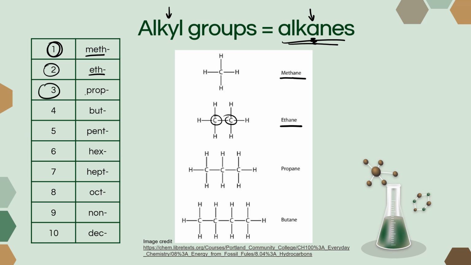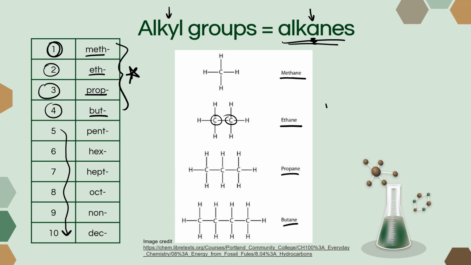3 carbons is propane, 4 is butane. And then the rest of these are more similar to the prefixes that we're used to, pent, hex, hept, oct, non, dec. But these ones are new and different. So make sure that you're practicing meth, eth, prop, but. We're going to call this group of compounds methane, ethane, propane, butane, and then pentane, hexane, etc., etc.